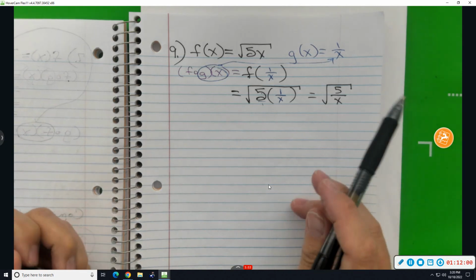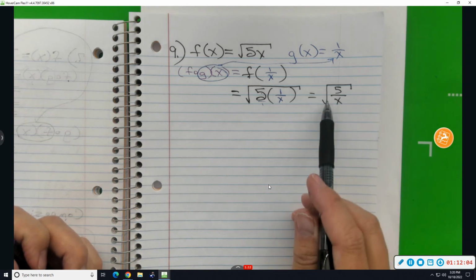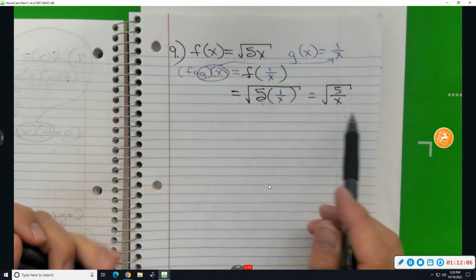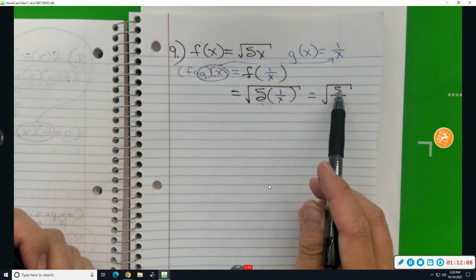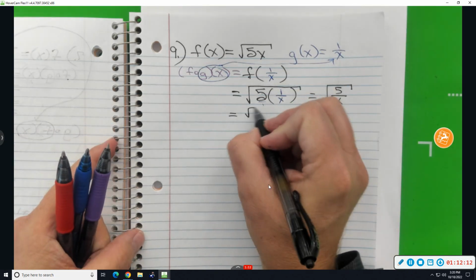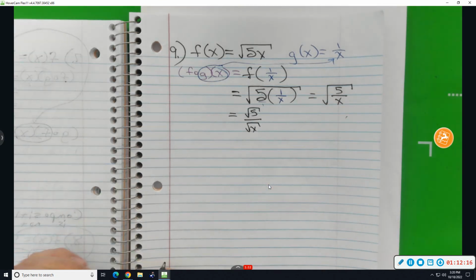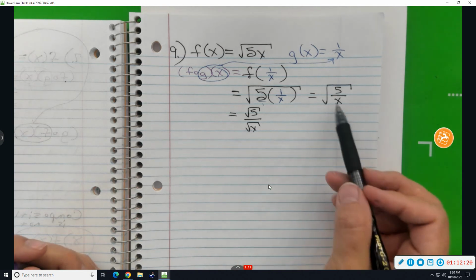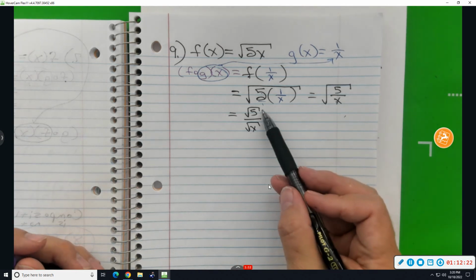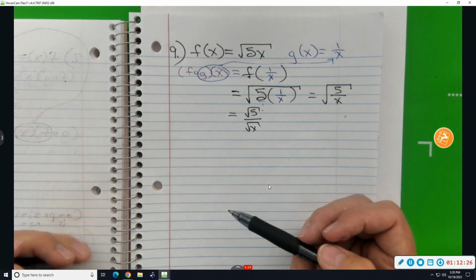I remember at the beginning of the semester we said we don't want fractions under square roots, and we don't want square roots in denominators. Well, that square root of 5 over x is the same thing as the square root of 5 divided by the square root of x. So that's what we write? No, we still have a square root. The square root of a fraction is the square root of the numerator divided by the square root of the denominator.